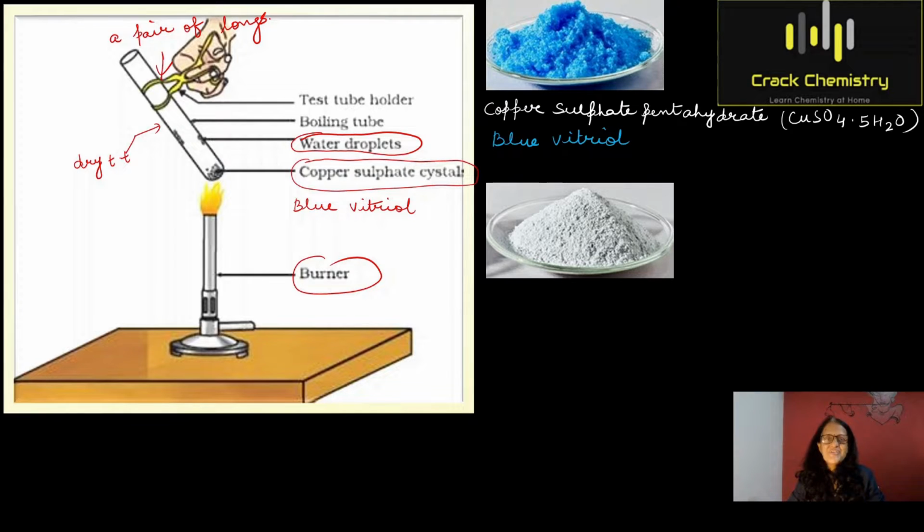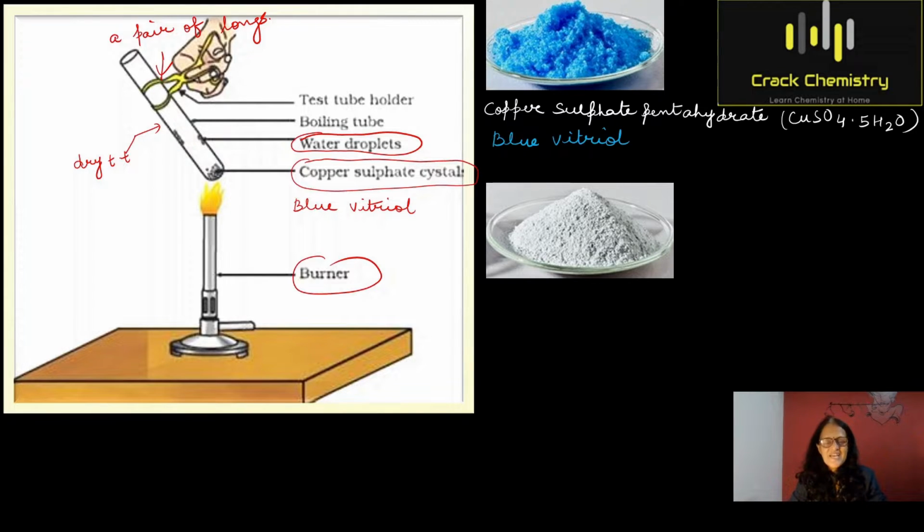So now you must be trying to get answers to these two questions. The first question is, from where have these water droplets come? The second question is, why does the color of the salt change from blue to white? So we are going to give the answers one by one.